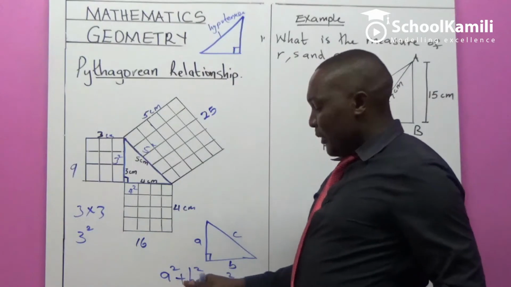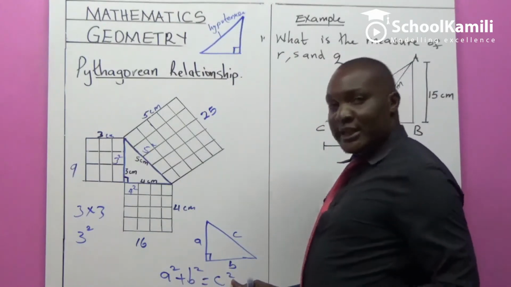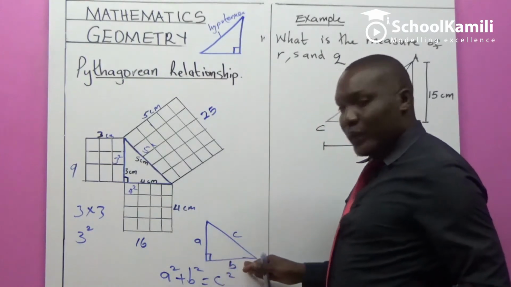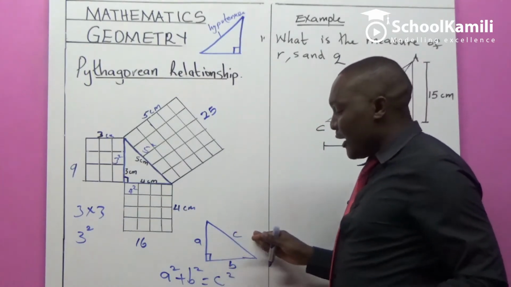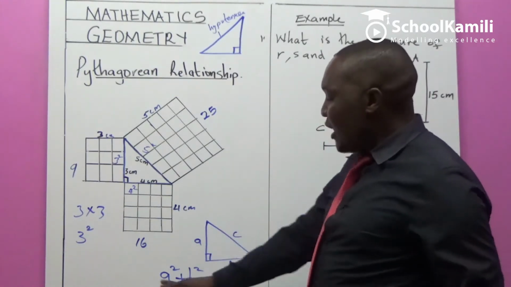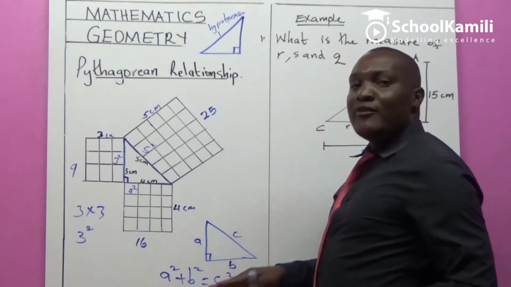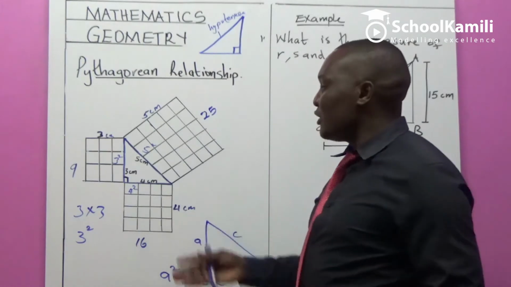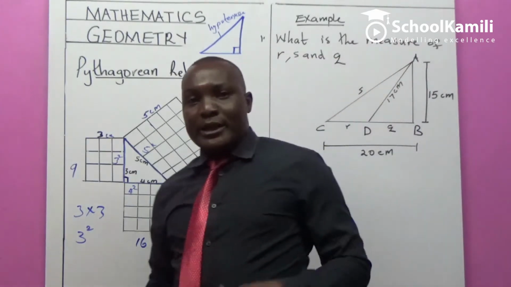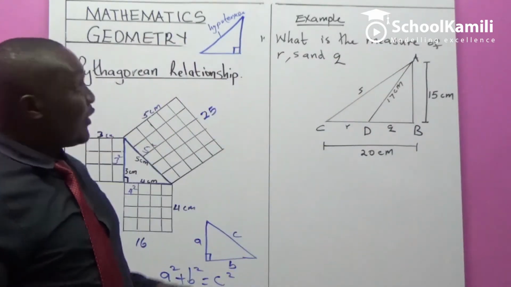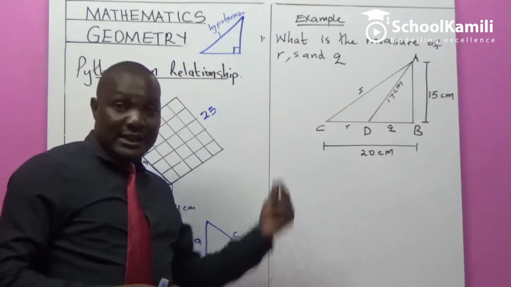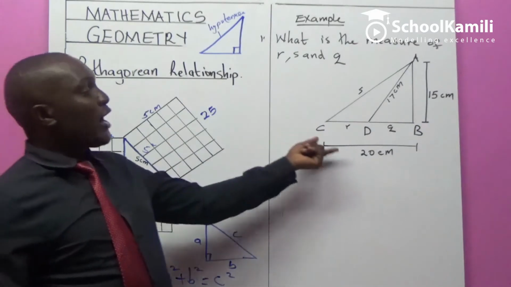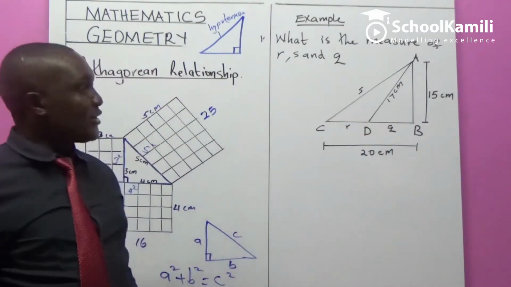A squared plus B squared will give me C squared. That is, when I take height squared plus the base squared, they must give me hypotenuse squared. Once you know this, I'm very much sure you'll be able to get any question concerning the relationship we are talking about. Therefore, with me here, I have an example.